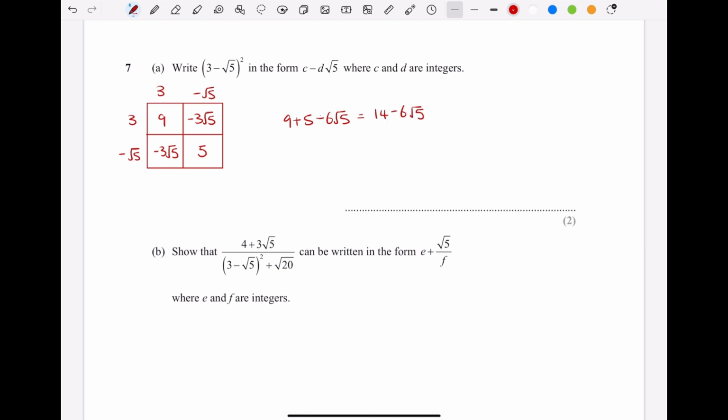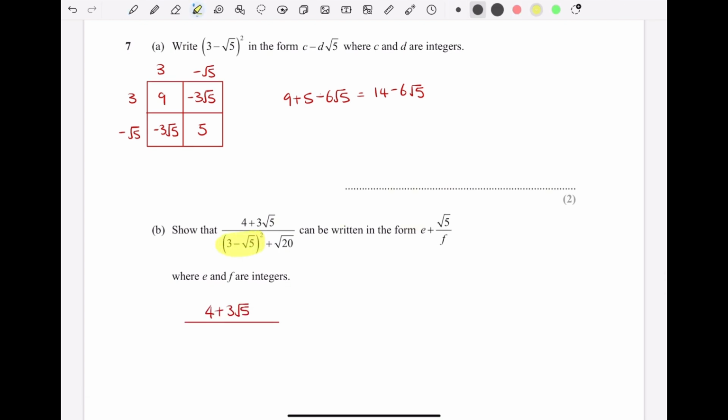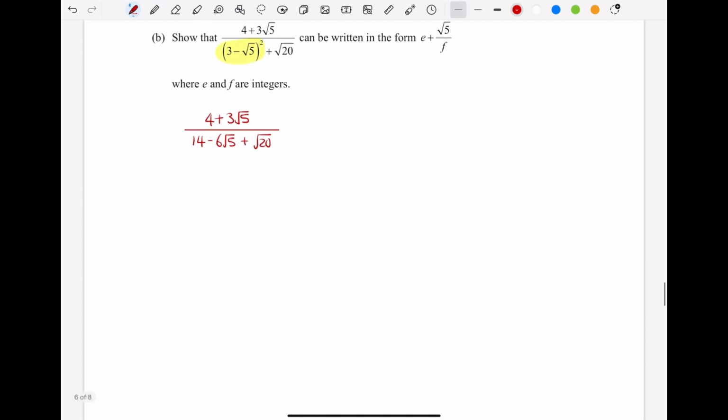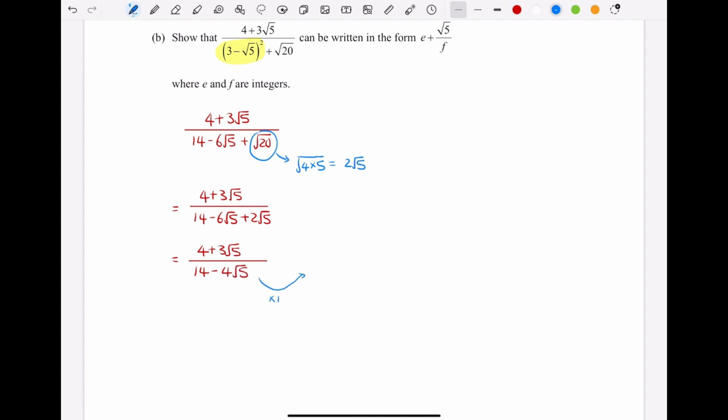Now what we need to do is to write this big fraction in the form of e plus root 5 over f. Now in part A, we know what 3 subtract root 5 squared is. And that is 14 subtract 6 root 5. Okay, so now what we need to do is to rewrite root 20, because root 20 is root 4 times 5, which is 2 root 5. So 14 subtract 6 root 5 add 2 root 5 is 14 subtract 4 root 5. Now what we need to do is to multiply the numerator and the denominator by 14 plus 4 root 5.